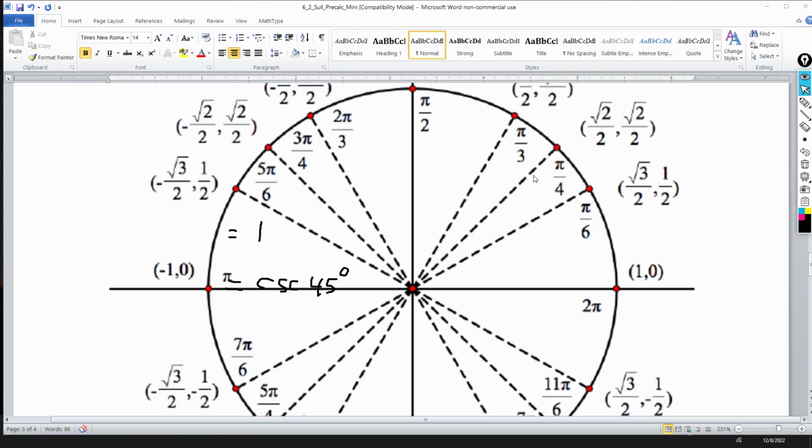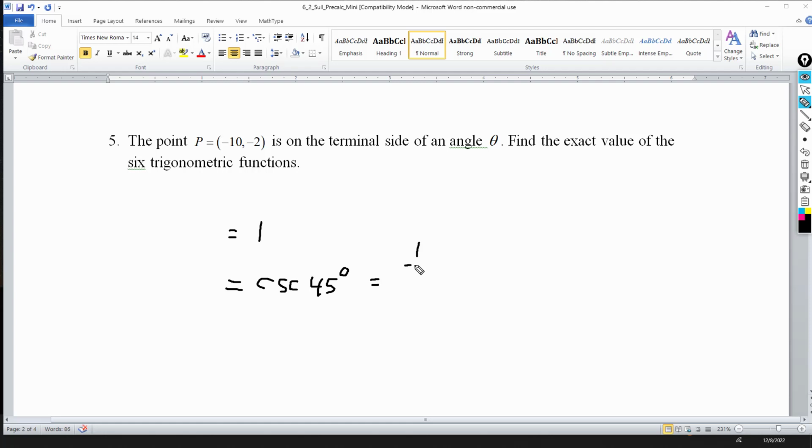Then the cosecant is 1 over the y component. There's just 1 over the square root of 2 over 2. We can write that as 2 over the square root of 2. Rationalize, multiply by radical 2 here, radical 2 here. This is going to be 2 square root of 2 over the square root of 4, and then this and this will cancel out. This will give me the square root of 2.